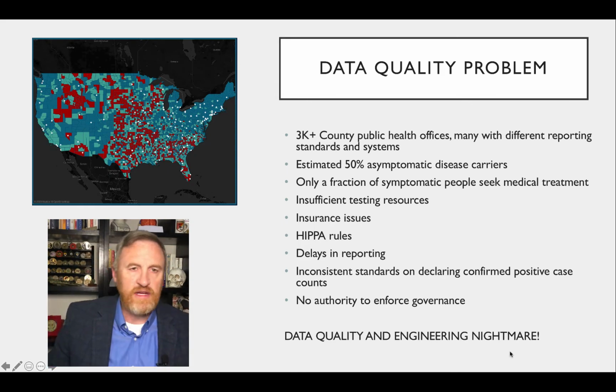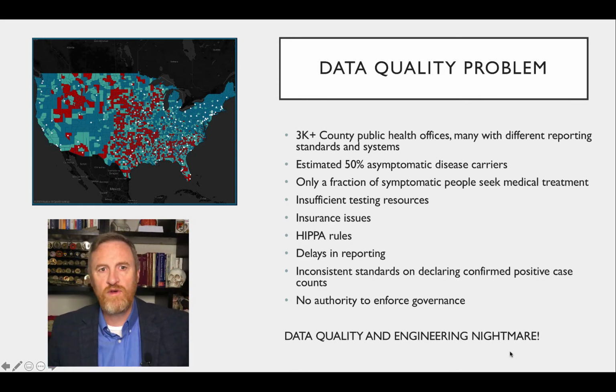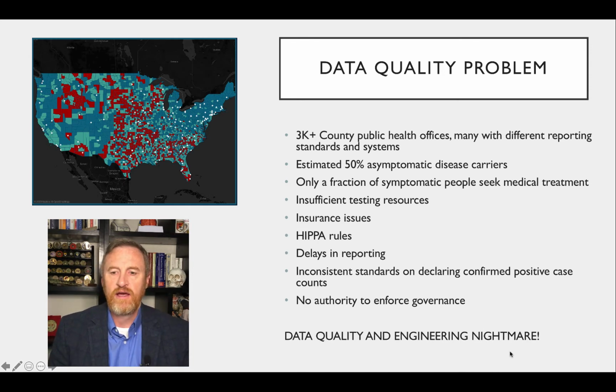There's a big data quality problem surrounding COVID with over 3,000 public health offices, county public health offices, many with different reporting standards and systems. About half the people that have coronavirus are asymptomatic. They spread the disease yet don't even know that they're sick. There's insufficient testing resources. Insurance plays an impact, as you'll see in some of the other papers at this conference. HIPAA rules also affect reporting.